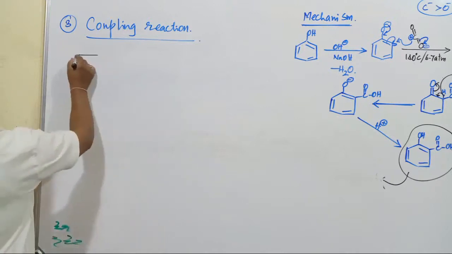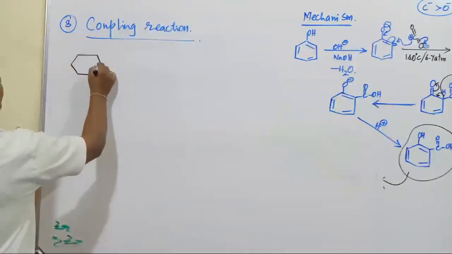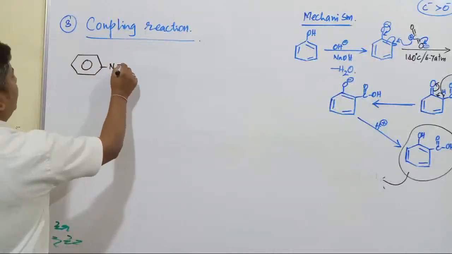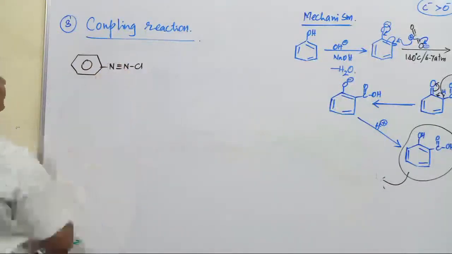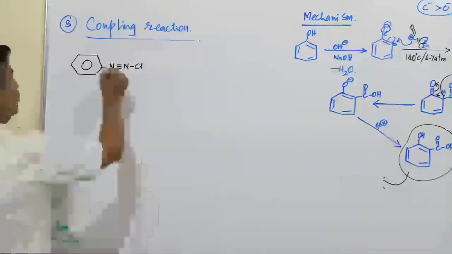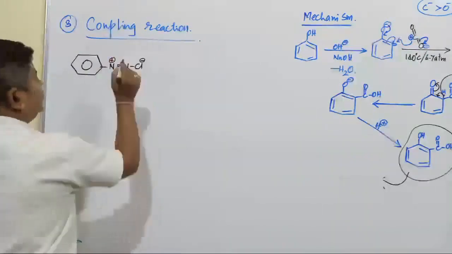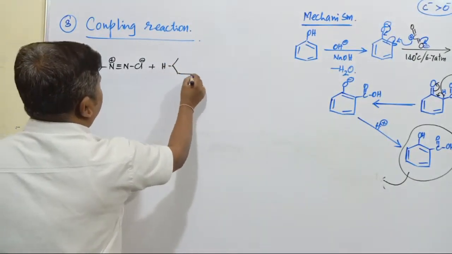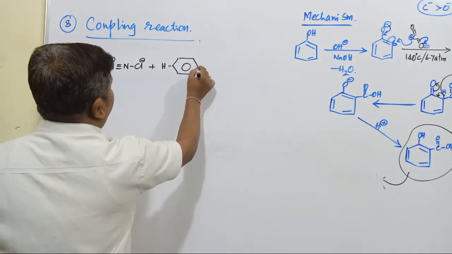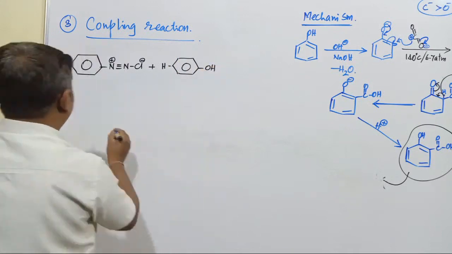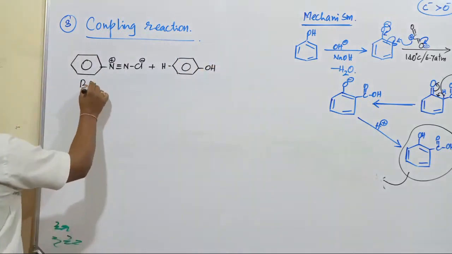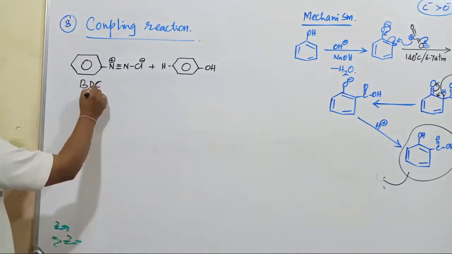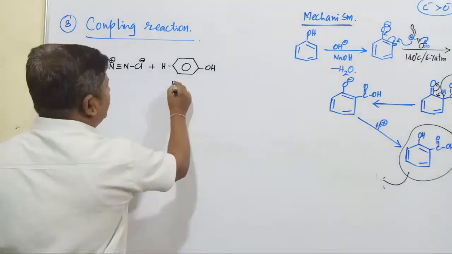Now this is the compound. This is N triple bond N, this is Cl. Right? This is with the positive charge, Cl is negative charge. Plus, this is hydrogen, and this is going to be which compound? It is phenol. This compound is called BDC. What does BDC stand for? Benzene diazonium chloride. What's the name of this compound, students?